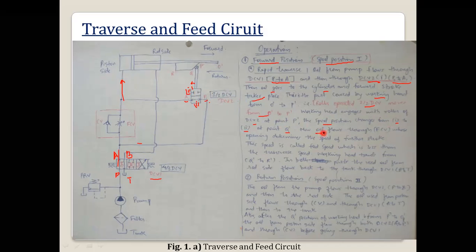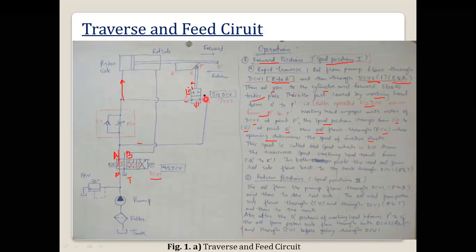Now oil flows through the flow control, whose opening determines the speed of the further stroke. Initially, when the rapid traverse approach was there, oil was flowing from P1 to A1, and the roller was traveling from O dash to P dash. Then from P dash to Q dash, due to the action on the roller, the position changes, and the 2 by 2 DCV valve gets closed.